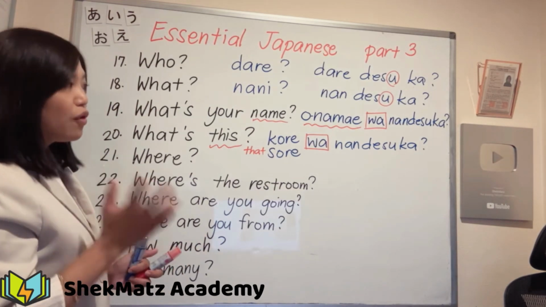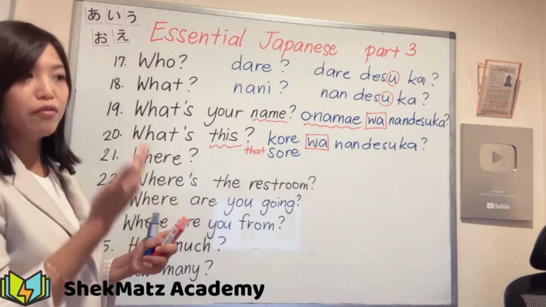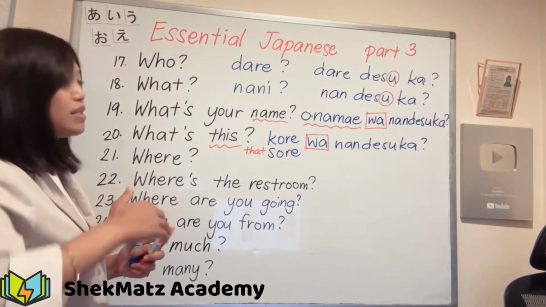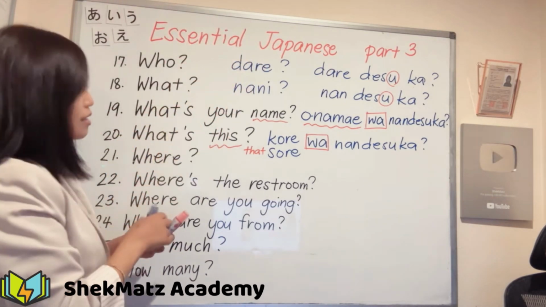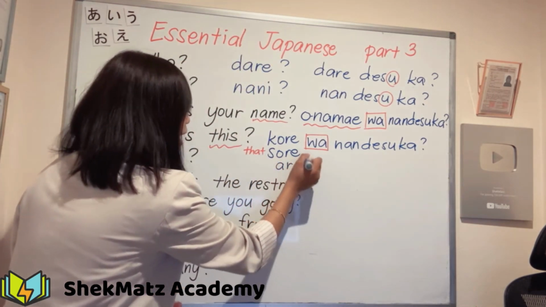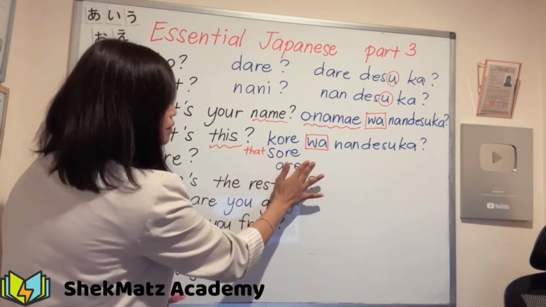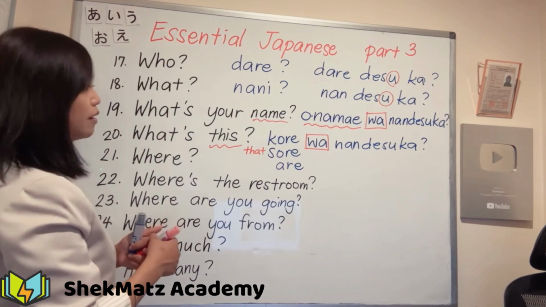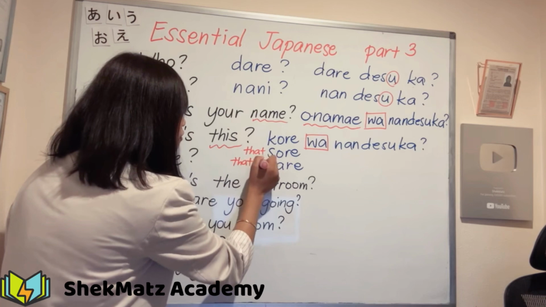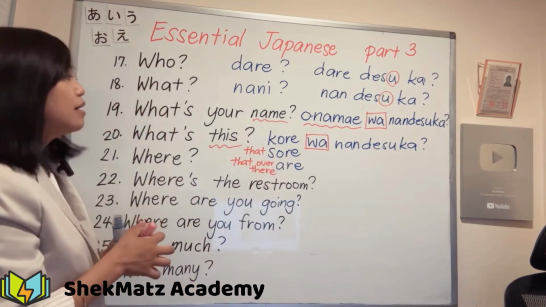Okay? Now, if you're asking about something that is far from both of you, far from you and the person you're talking to, so you might want to ask, what's that thing over there? So that over there is あれ, are. Okay? That over there is are. あれは何ですか? Alright. I'll just use that over there. あれは何ですか? Okay, there you go.